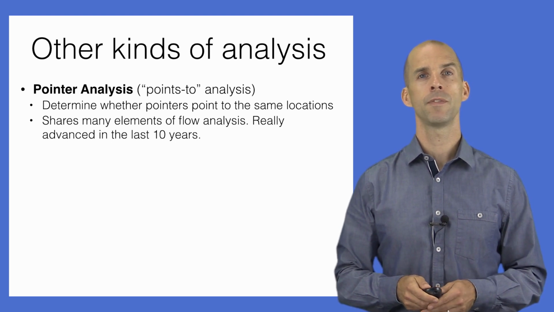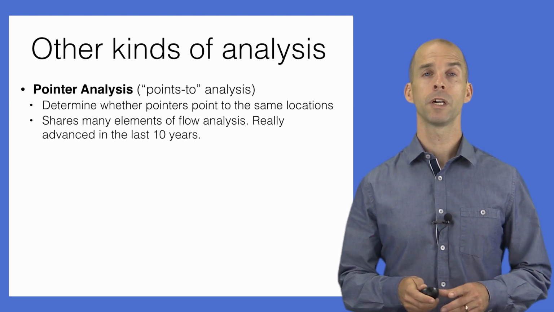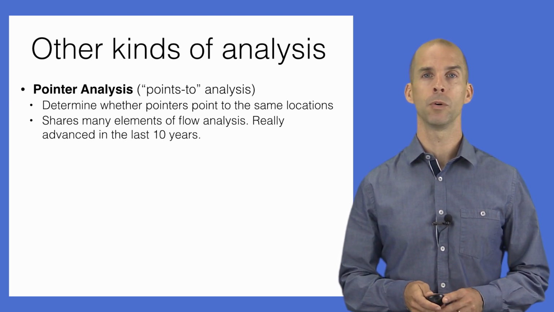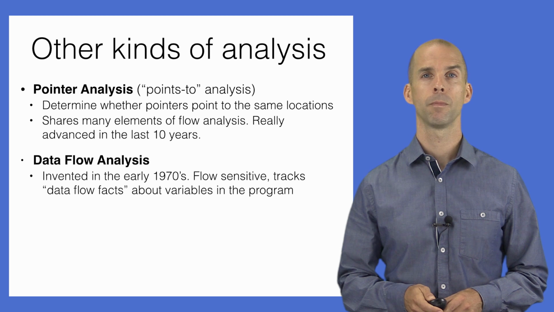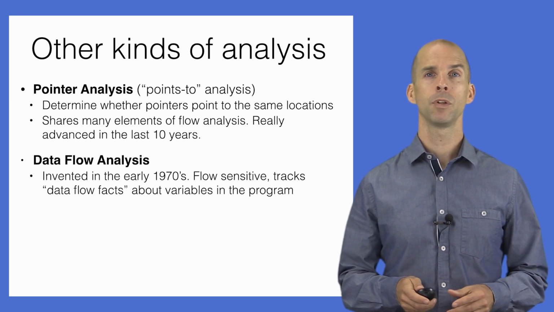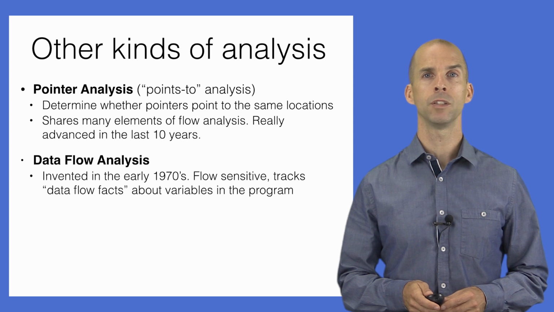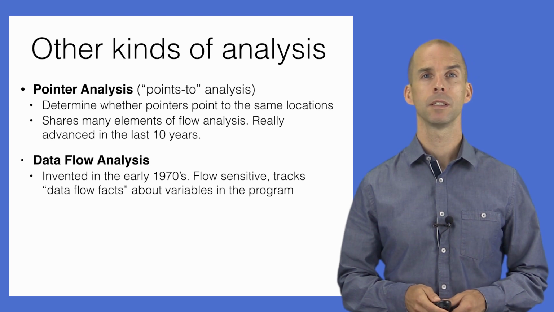Significant advances have aided both the precision and scalability of pointer analysis in recent years. Another kind of analysis is called data flow analysis, and it was developed in the 1970s as part of research on optimizing compilers. Like the flow analysis we have already considered, data flow analysis focuses on the flow of values through variables in a program, but it maintains information about this flow a bit differently.